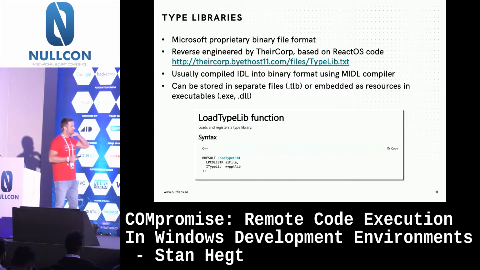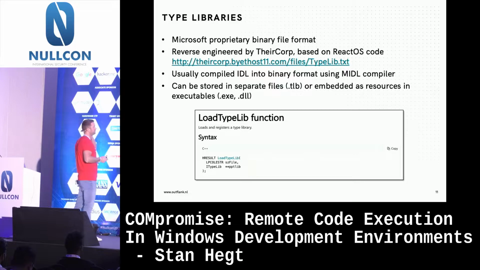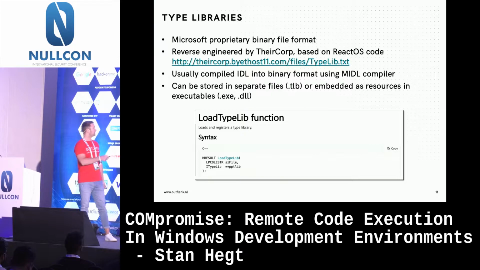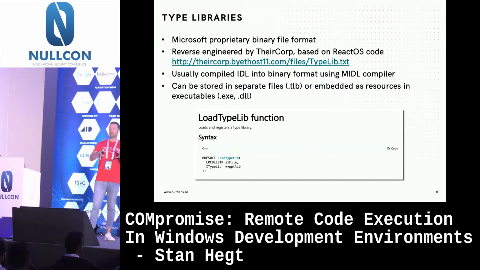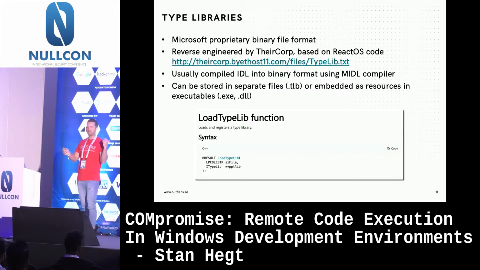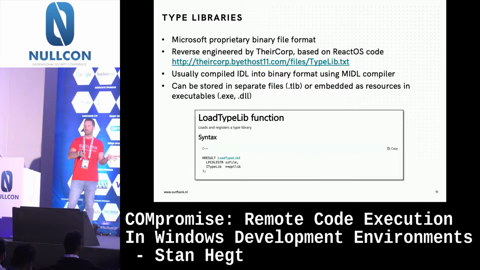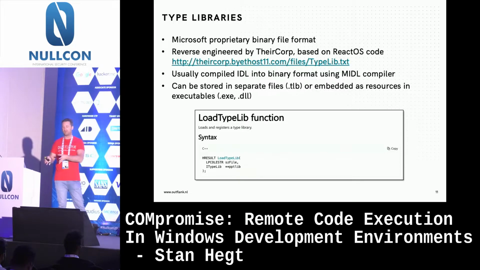And years ago, there has been lots of work into reverse engineering this file format, which is mostly based on the ReactOS code base. You can find the reverse engineered type library specification right here, which is really good. But what you normally do is you don't reverse engineer it. You just create an interface in Interface Definition Language, of which I'll show you an example in the next slide, and you compile that with the Microsoft IDL compiler, midl.exe, and you just compile your interface definition in plain text to this proprietary binary file format.